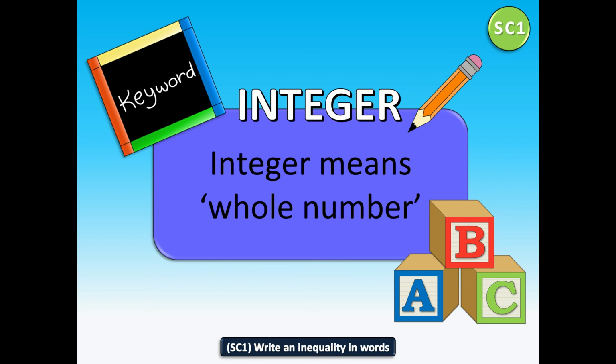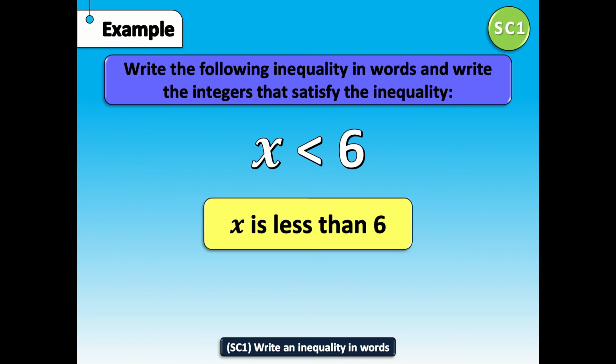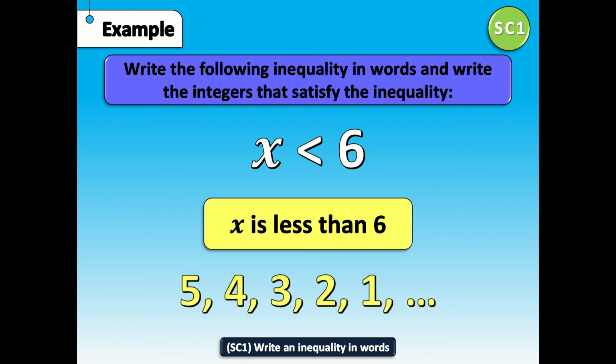An integer means a whole number, so a number that's not a fraction or a decimal. So we want to write the following inequality in words and write the integers that satisfy the inequality. So this inequality says x is less than 6. So x must be a whole number that is less than 6. So it could be 5, 4, 3, 2, 1, and any number less than that.